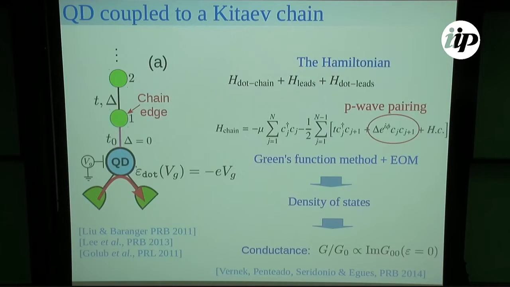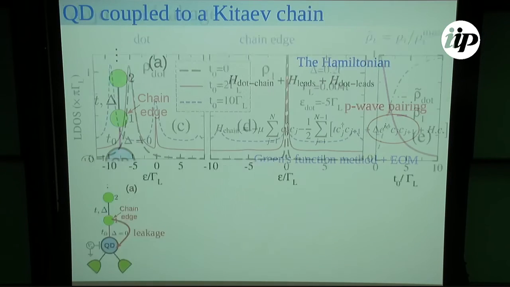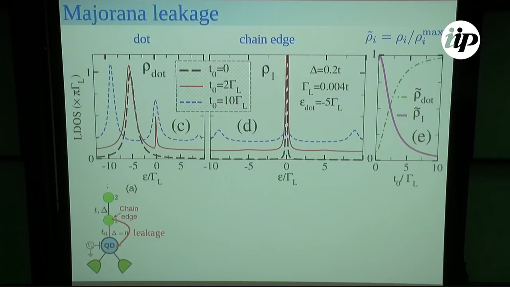energy peak. It's a differential conductance that actually could be measured. You calculate it from two normal leads here. So if you look, for example, at the density of states of the quantum dot or the end of the chain here, you see the following picture. Here I plot the density of states of the dot and the density of states at the end of the chain, for different coupling between the dot and the chain.